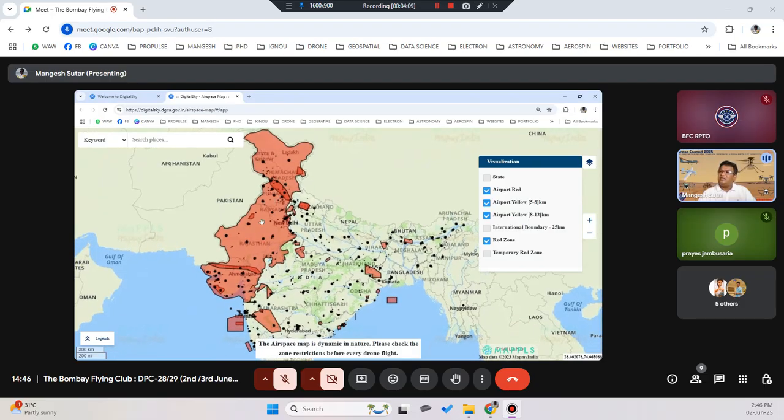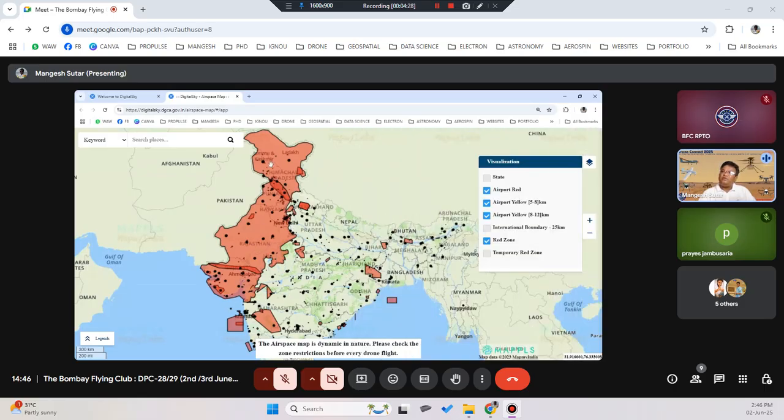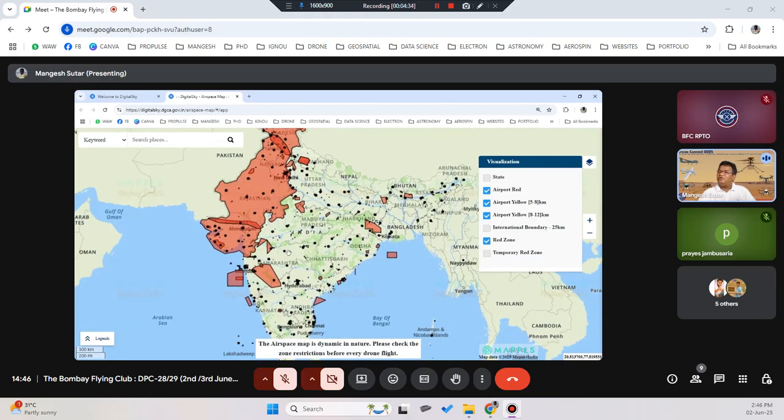Okay, this is again a temporary one. See, it is 14th May 2025 till 13 June. Okay, till 13 June this is there. So almost for a month, this area has been marked as a red zone now. So after maybe 13 June, they will either change it or they may extend it further. So in this area you are not able to fly the drone for the period, okay, till 13th to 14 June.